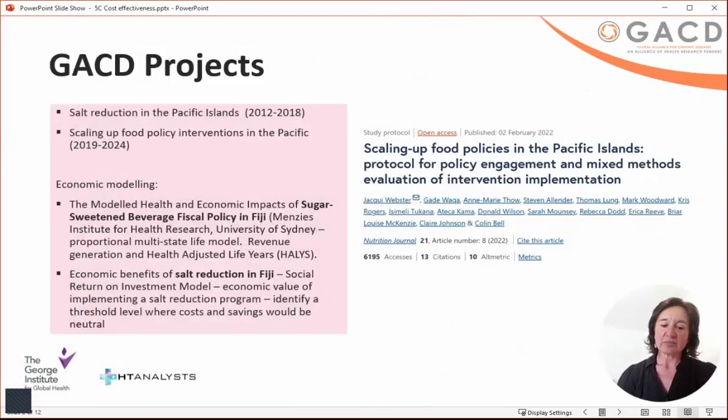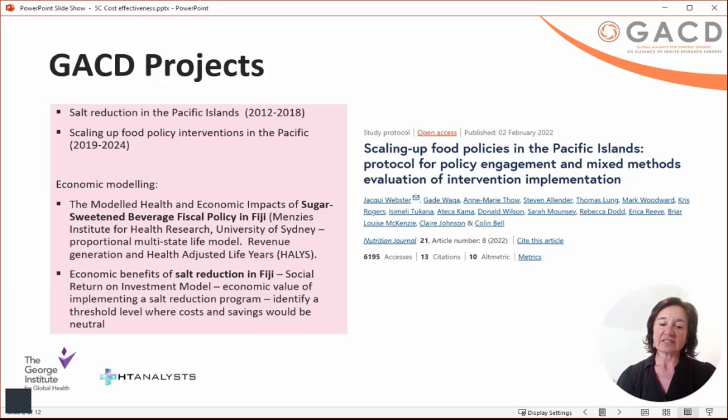Our current GACD project ends this year, and we have completed 2 economic analyses as part of this project. The first was on the health and economic benefits of different levels of sugar-sweetened taxation in Fiji. This used a proportional multi-state life model based on health-adjusted life years. The second used a social return on investment model to establish a business case for a salt reduction program in Fiji. Irene will discuss this in a bit more detail later.